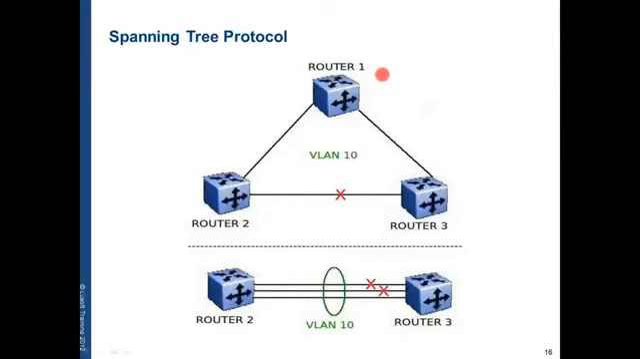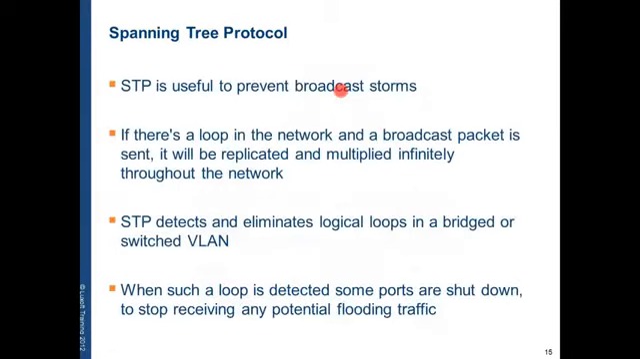So each time one packet reaches one of the routers, it will be multiplied and resent to the whole network, and then again and again, and at some point you will be using all the resources to process a packet just because you have a loop in the network. You don't need to receive that packet more than once, and you don't have to resend it. So this is what a broadcast storm means.